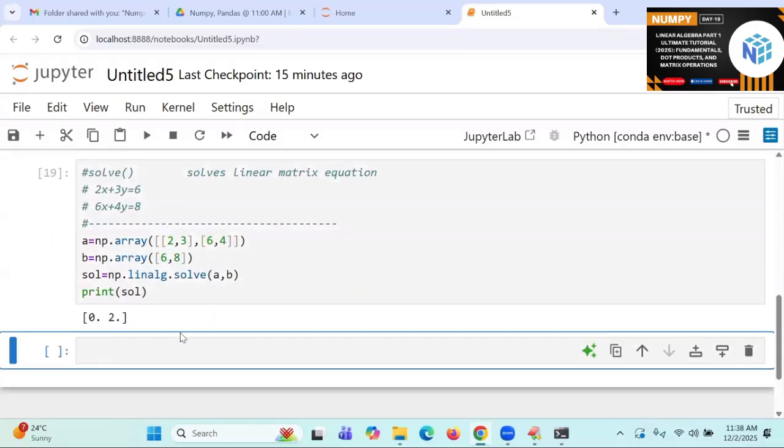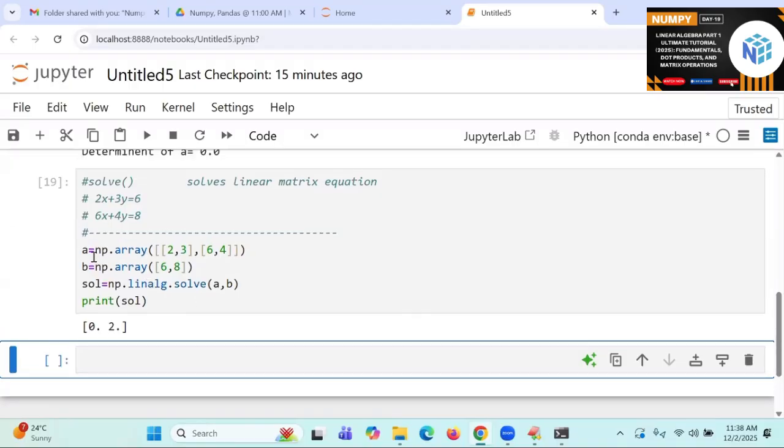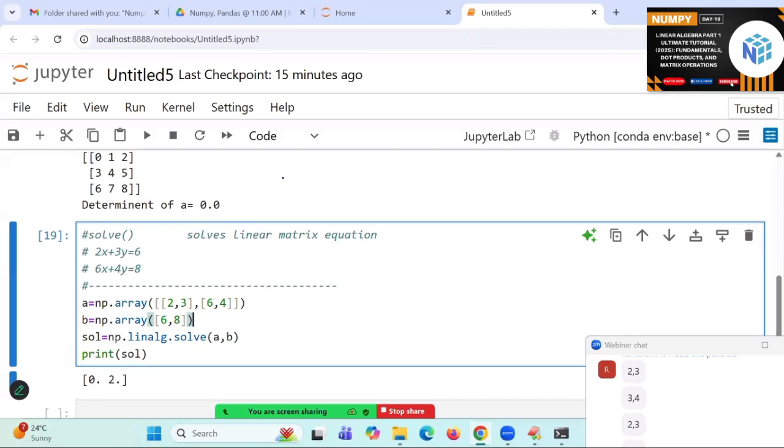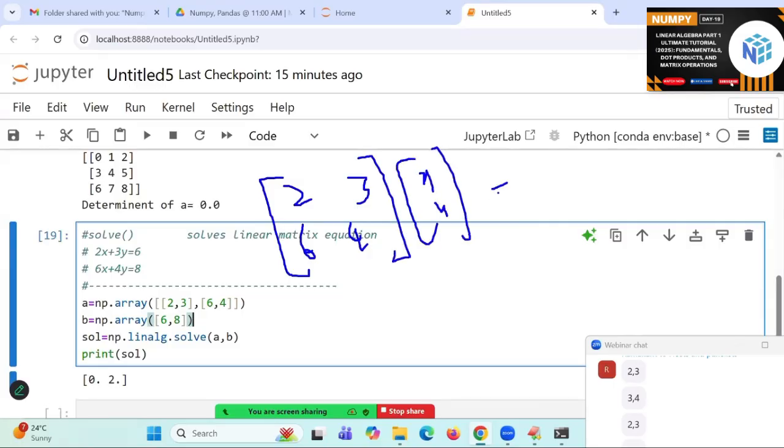Are you following? So what is this x, this 0, and this 2? Y. That is the way you need to write. First equation 2 comma 3, second equation values like this. Not x coefficients, not y coefficients. In another way, 2, 3, 6, 4 of x, y is equal to 6 and then 4. This is the actual way. 6, 8. Okay, 1 minute.